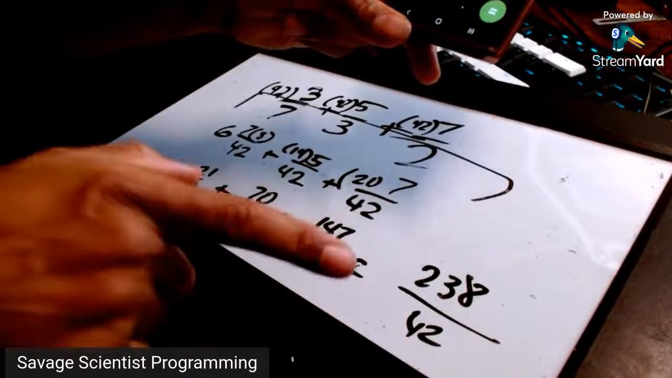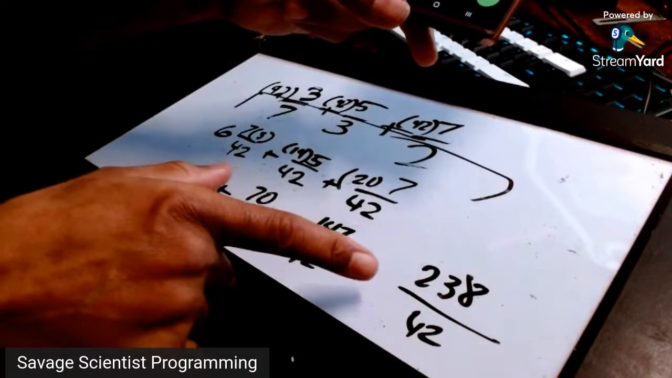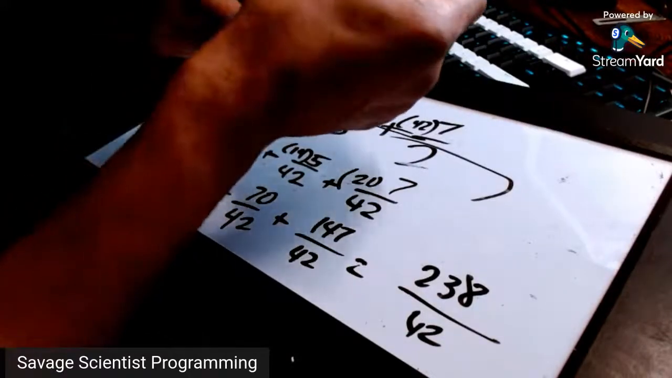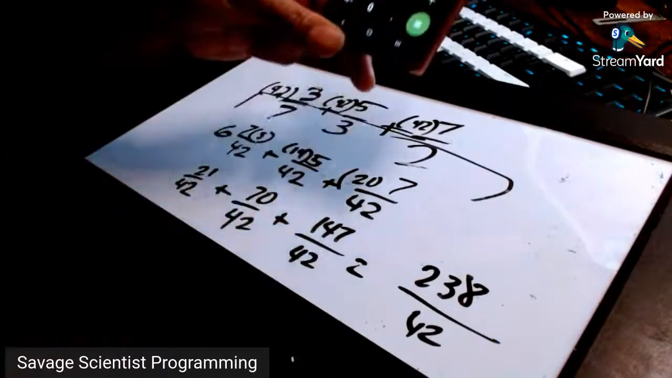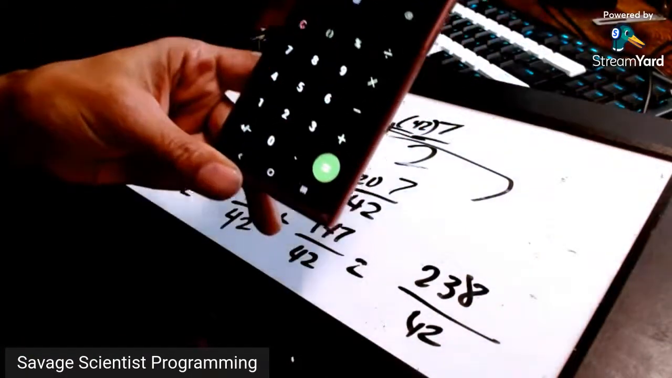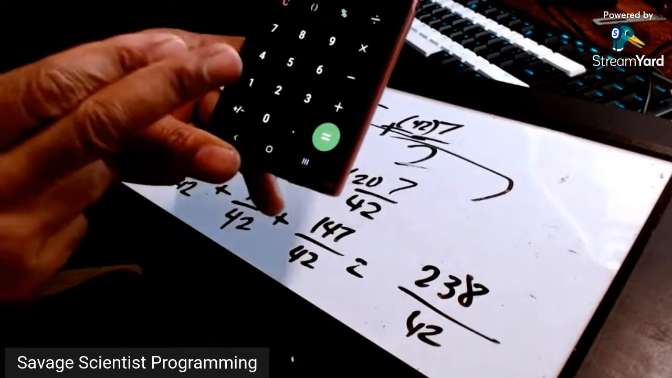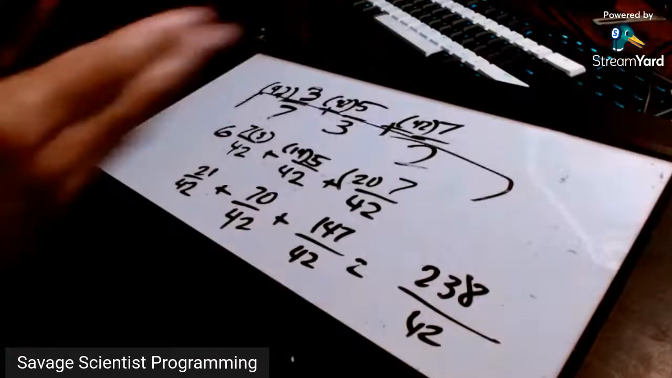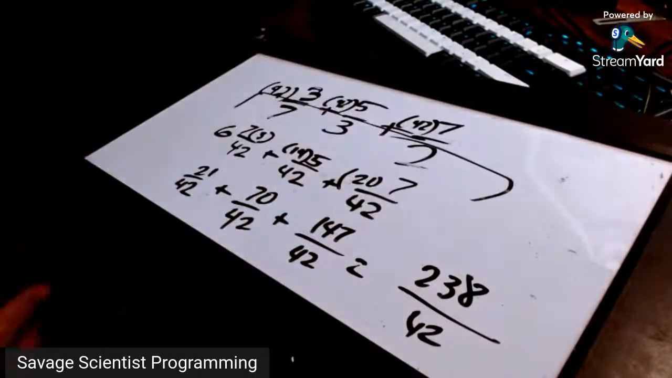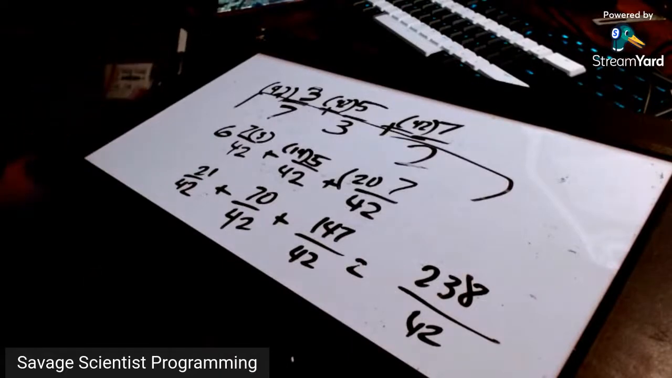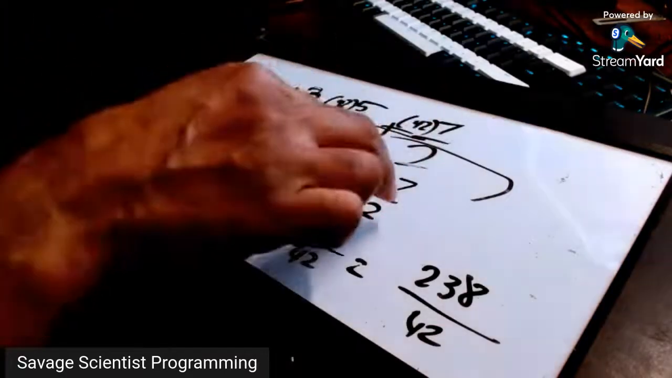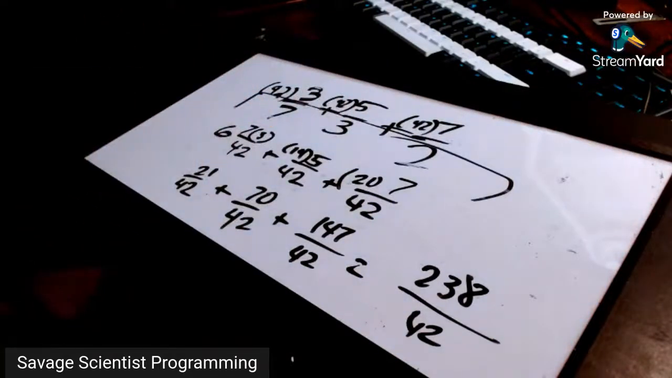5.59. So let's see what happens whenever we put this in decimal form. 238 divided by 42 is 5.6. So that's almost the same. So I'm gonna show you how to actually get it to look like this. I have another calculator here. And the most important reason behind doing this is whenever you write algorithms, your algorithms have to match what the math is doing.